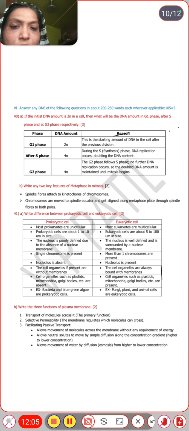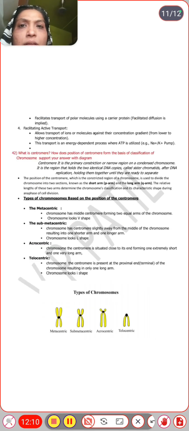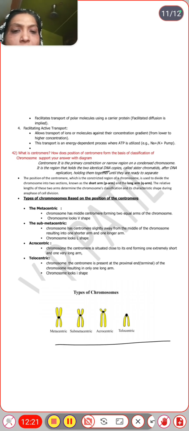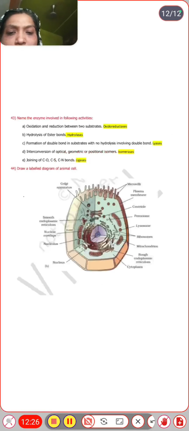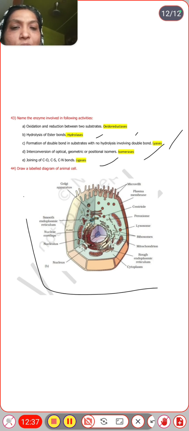Okay, write the function of plasma membrane. Next, what is the centromere, and the basic classification of chromosomes based on centromere with a diagram. Already see metacentric, submetacentric, acrocentric, telocentric diagram. Already I have given here. Please note down all those things. Name the enzyme involved in the following activities: oxidoreduction, hydrolysis, lyase, isomerase, ligase, and draw the diagram of animal cell.